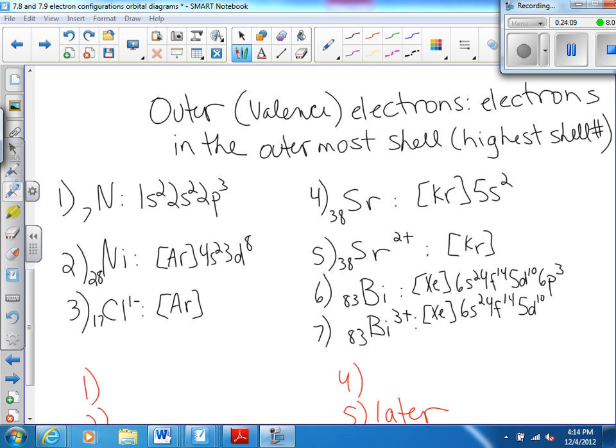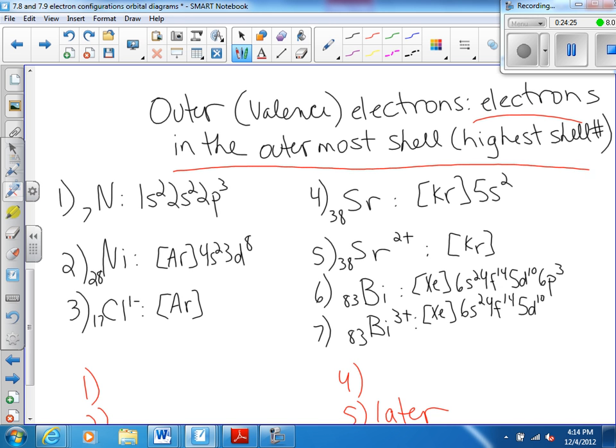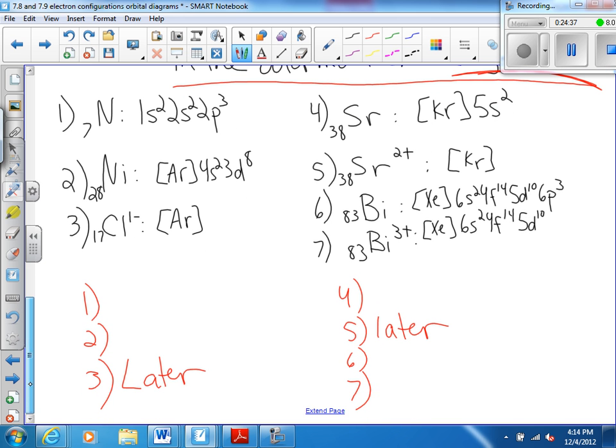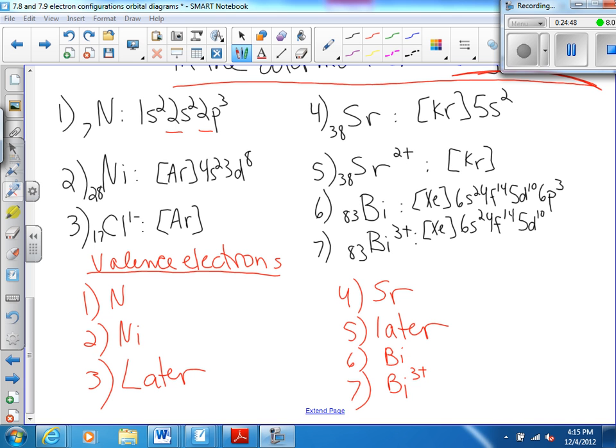All right, so we already did these problems, 1 through 7, in the beginning of this video. So now we're going to look at outer or valence electrons for these problems. And outer electrons are the electrons in the outermost shell, the highest shell number. It's really important, the highest shell number, not necessarily the last sublevel that you fill in, but the highest shell number. So let's do these. Nitrogen, the highest shell number is 2.